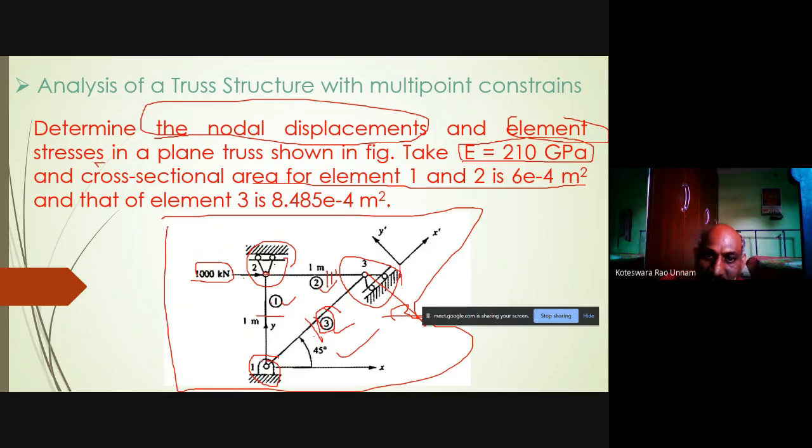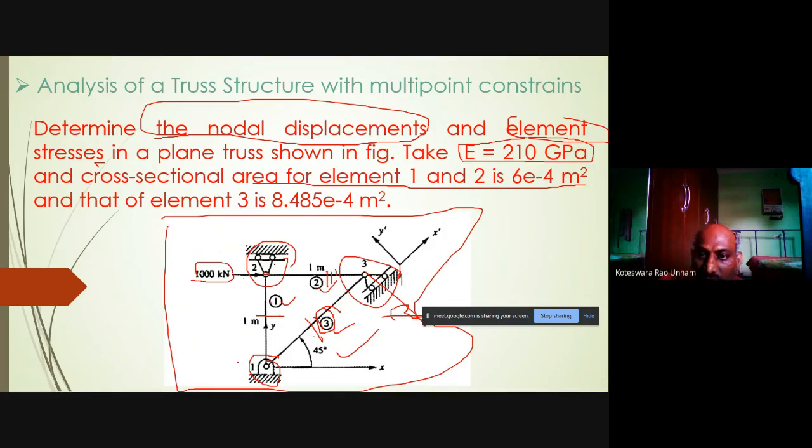So how many nodes do you have? Node 1, node 2, node 3. There are also 3 elements: 1, 2, 3. That means you need to compute the displacements of nodes 1, 2, 3. Again, see here it is a 2-dimensional problem, a plane truss.